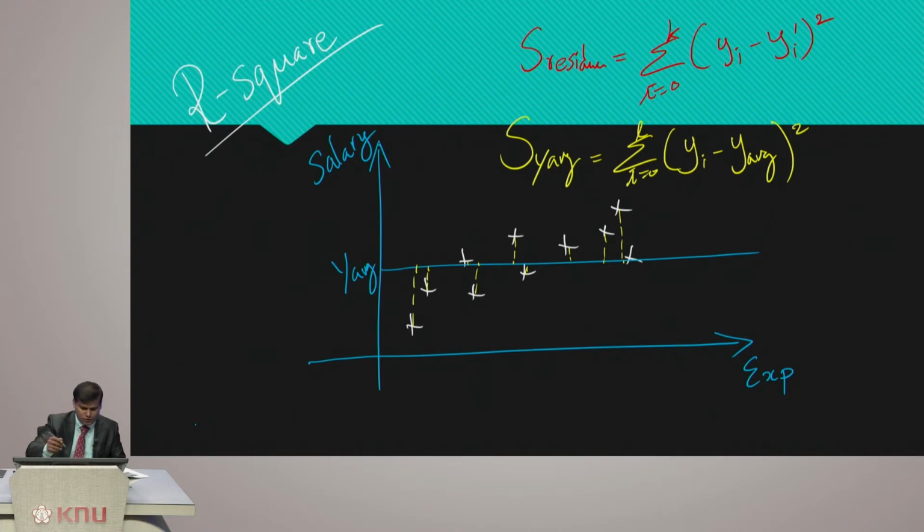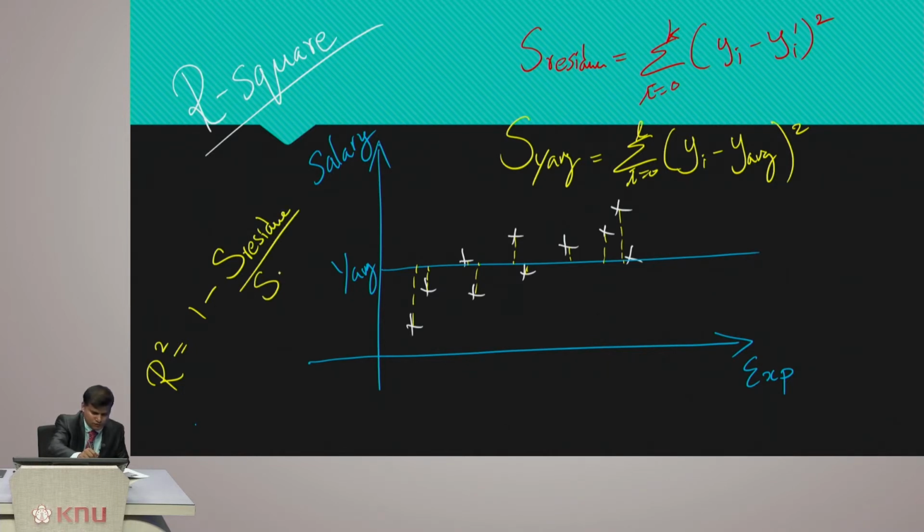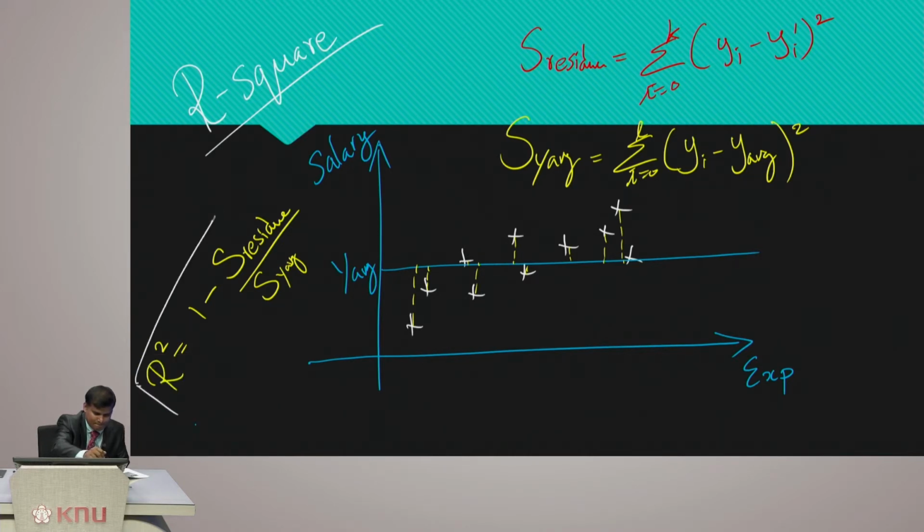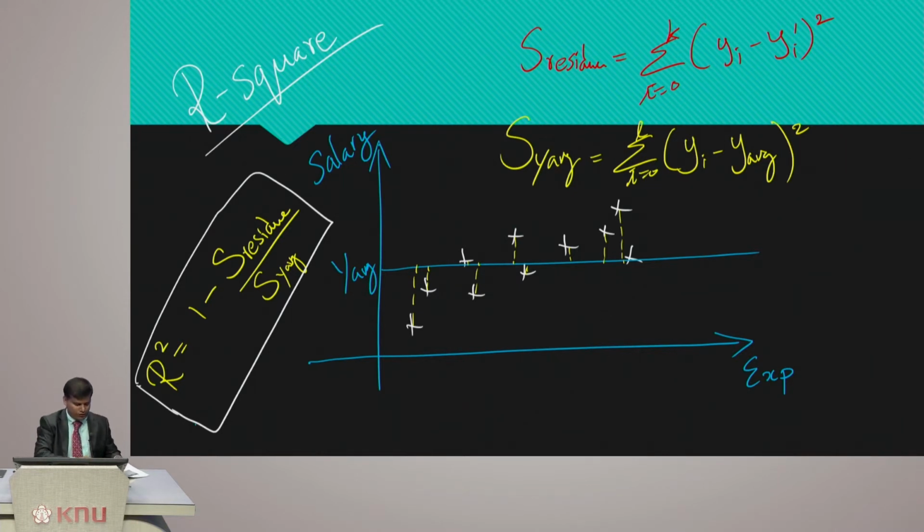The formula for R square is given by 1 minus the sum of residuals divided by the sum of squares about y average. That is going to be our prime formula for the so-called R square. Now we can see how these are related.